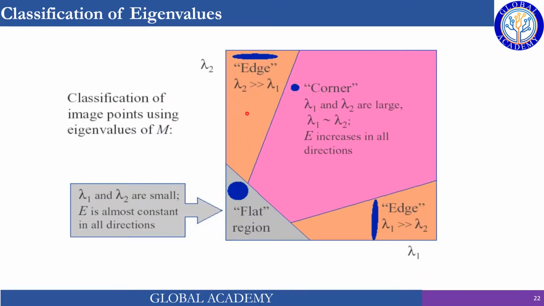So here is a better illustration of the same concept. We have lambda 1, lambda 2. If lambda 1, lambda 2 lie within this region, that is like a flat region. If lambda 2 is very much greater than lambda 1, then it lies within this region. It's like a horizontal edge. And similarly, if lambda 1 is greater than lambda 2, it means a vertical edge. And if both the values are greater than some certain value, larger values, then it's a corner. So we can define all the behaviors like horizontal edge, vertical edge, flat surface, or corner.